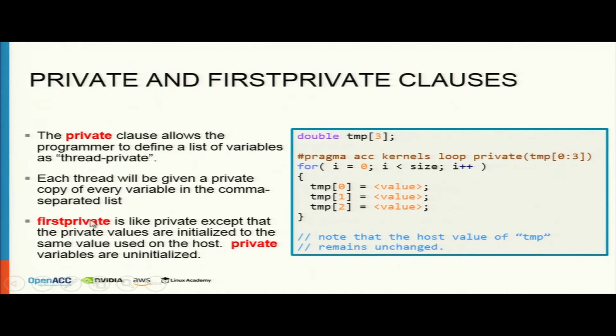Similarly, there is firstprivate and private. What is the difference between firstprivate and private? Private will not initialize your value to anything. It may be garbage. Firstprivate will initialize the value of temp to your host value in the GPU as well. That would be the difference between firstprivate and private.